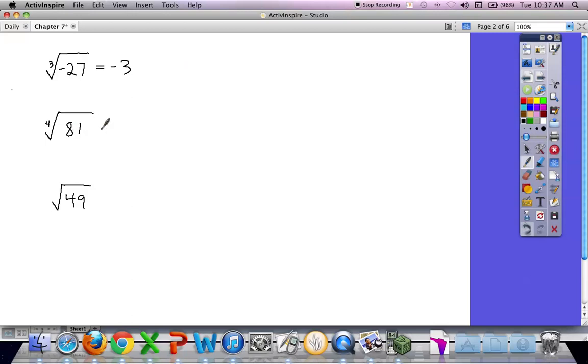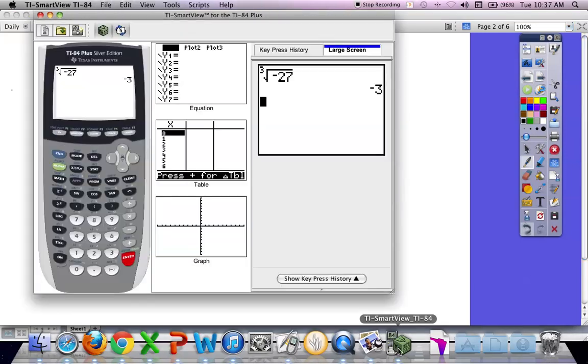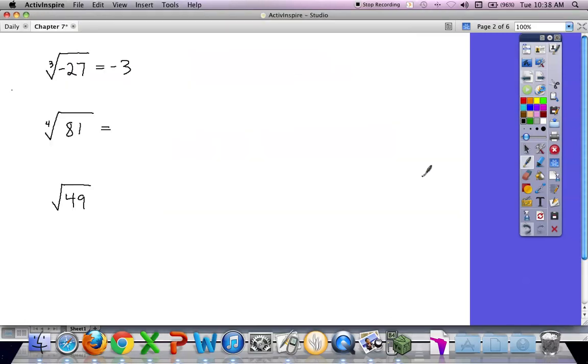Okay, the fourth root of 81. They do the same thing. Calculator time. The fourth root, 4, math, 5, right? And I put in 81. The answer is 3. Now, it is true that 3 to the fourth equals 81. Just try it out. But it's also true that negative 3 to the fourth equals 81.